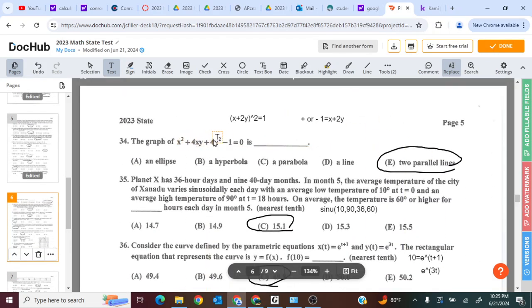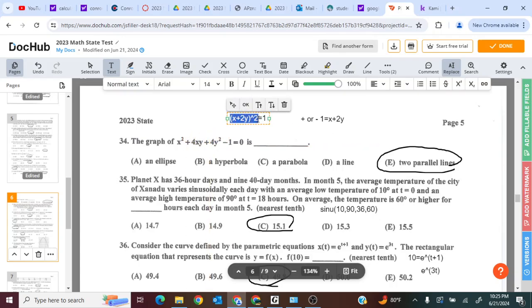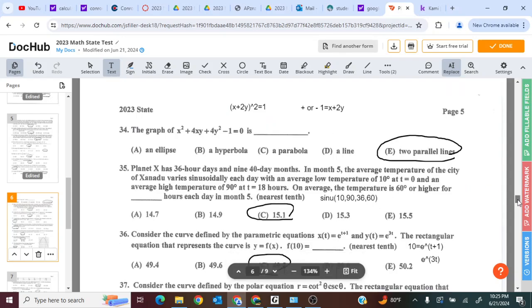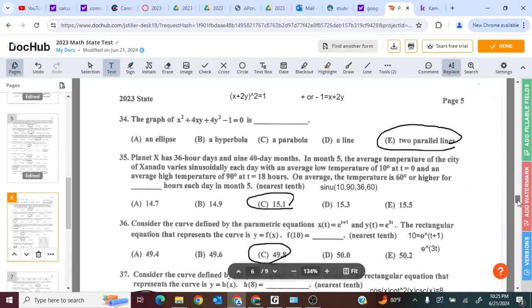The graph of this is what? Something you have to realize is that x squared plus 4xy plus 4y squared can be factored out to this. Once you have that, you can square root both sides and you get plus or minus 1 is equal to x plus 2y. Those are two lines. It's two parallel lines. Despite what it may look like, it's actually just that. Just two lines.